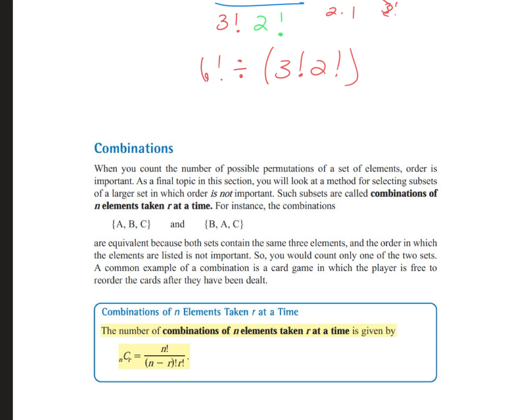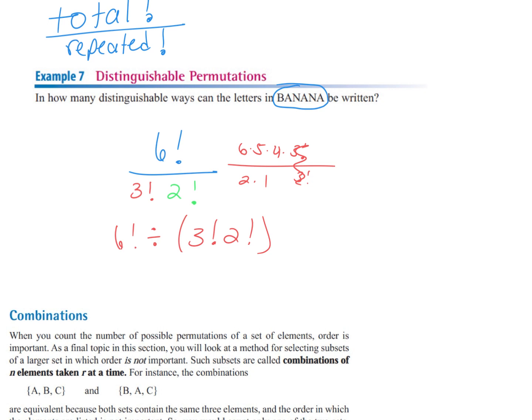Yes, ma'am? What was the final answer? Yeah, because this would be 2, this is, yeah, 60 was.